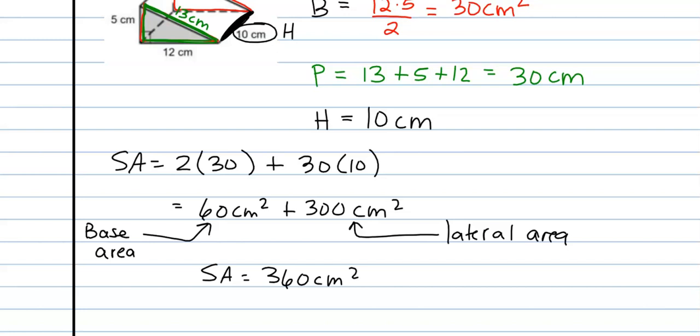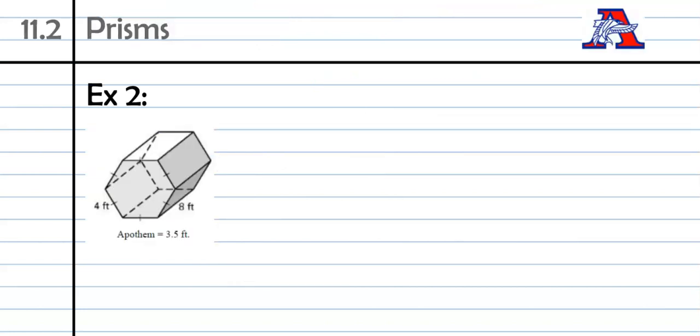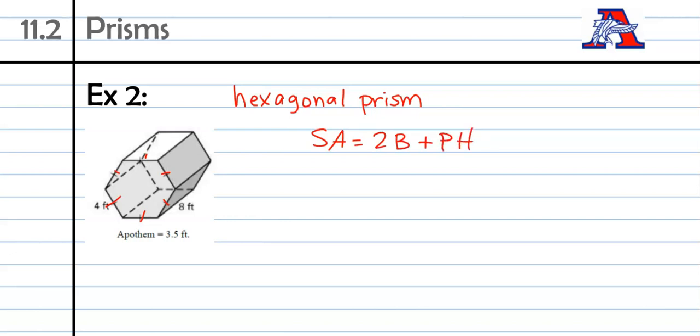All right, and I have one more for us. This one will take a little bit of time to get into your notes, but I just wanted to show you one where we have something a little bit trickier when it comes to the bases. This time we have a 1, 2, 3, 4, 5, 6-sided polyhedron. So it's a hexagonal prism, if we were to name it. And again, that formula, 2 bases plus perimeter times height.